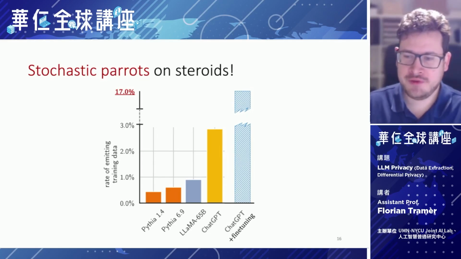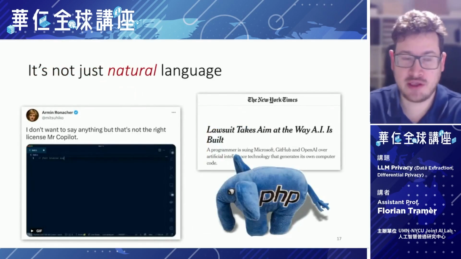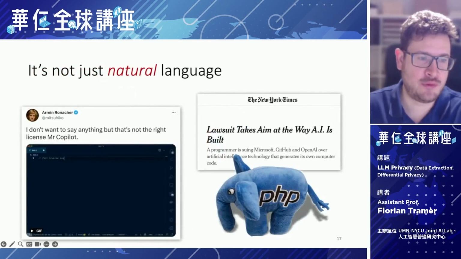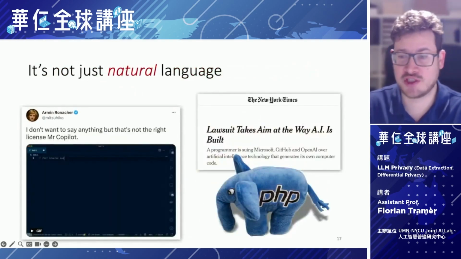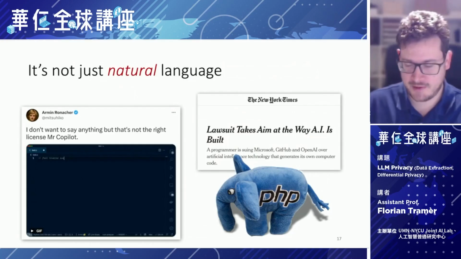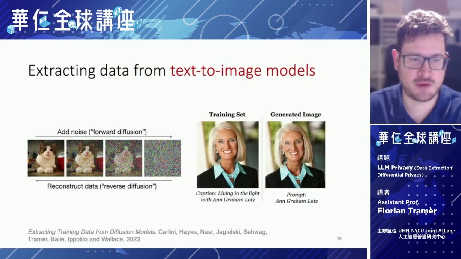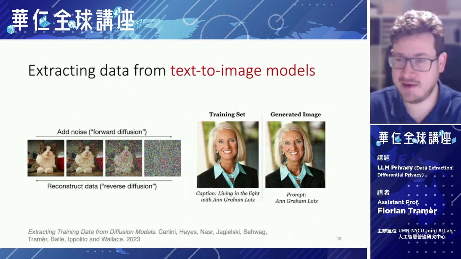This also doesn't affect just language models, or at least not just models trained for natural language. You can have the same problem with code, where models can sometimes regurgitate code that they memorize from the internet, and this has quite a few implications also for licensing and copyright. And it turns out that the same holds true for image generation models. So this is something we also looked at 2 years ago, whether we could extract training data from text to image models, like diffusion models. It turns out we can.